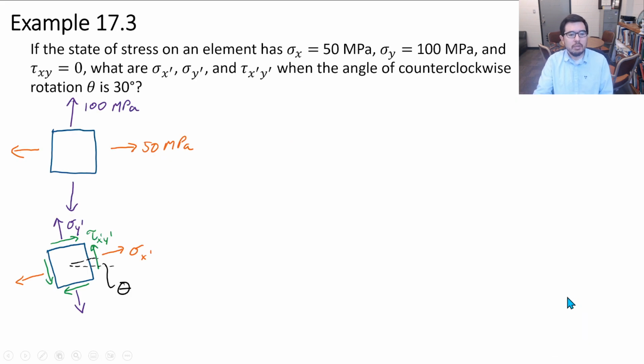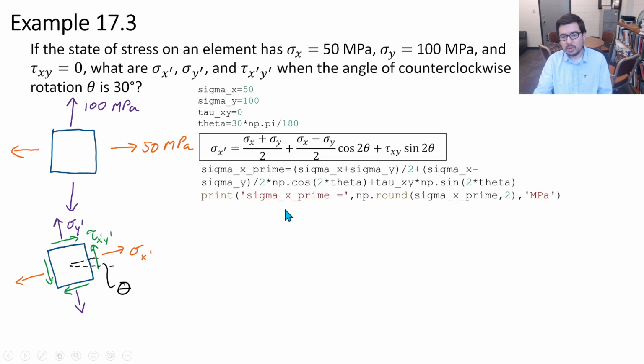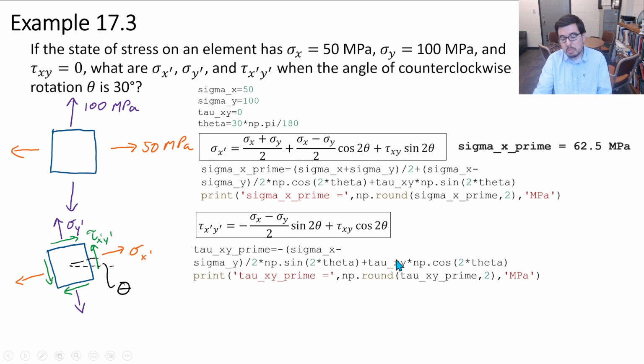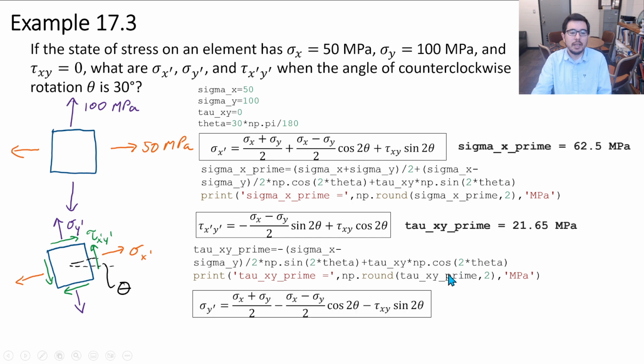Now, here's an example. It's actually remarkably familiar. So sigma x equals 50 megapascals, sigma y equals 100 megapascals, and tau xy equals 0. And what are sigma x prime, sigma y prime, and tau x prime y prime when we have a 30-degree angle of rotation? So we can go ahead and use this equation for sigma x prime. Plug it into Python if you like. You can look at the Colab associated with this assignment, and we can go from here.